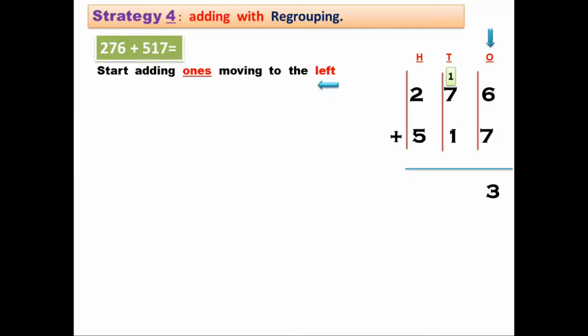Now let's go to the tens digits to get their sum. 1 plus 7 equals 8. 8 plus 1 equals 9. And then we move to the hundreds digits to get their sum. Here we have 2 and 5. 2 plus 5 equals 7. So the sum of 276 and 517 is equal to 793.